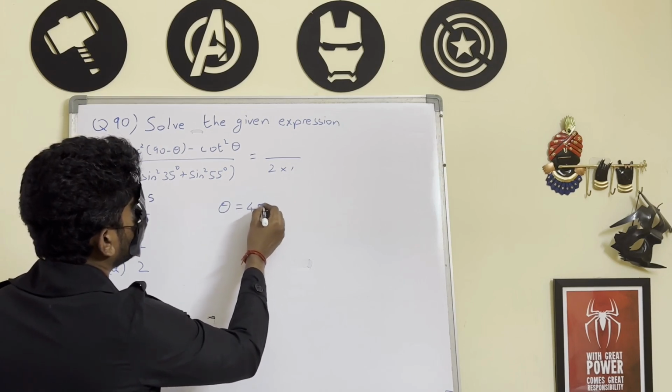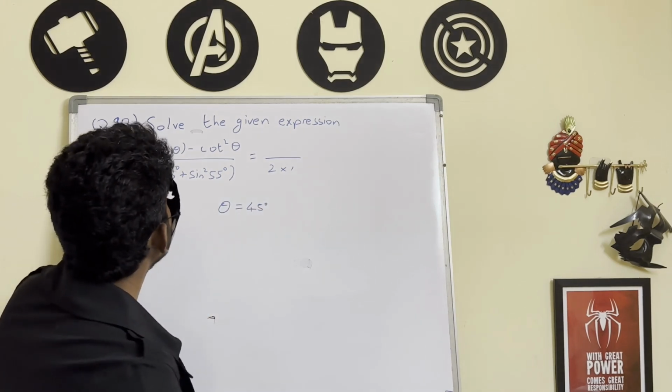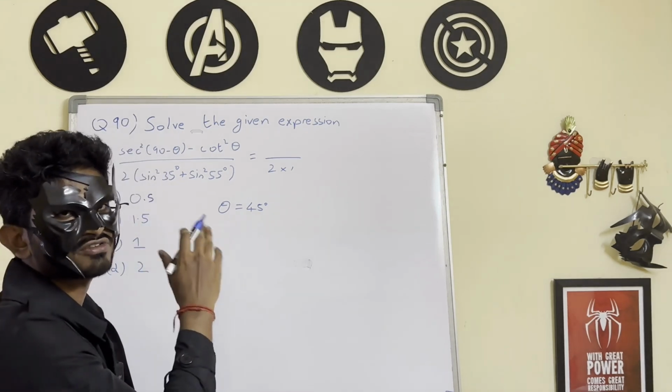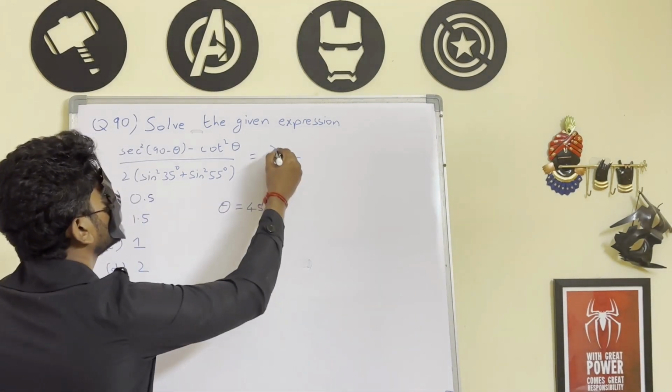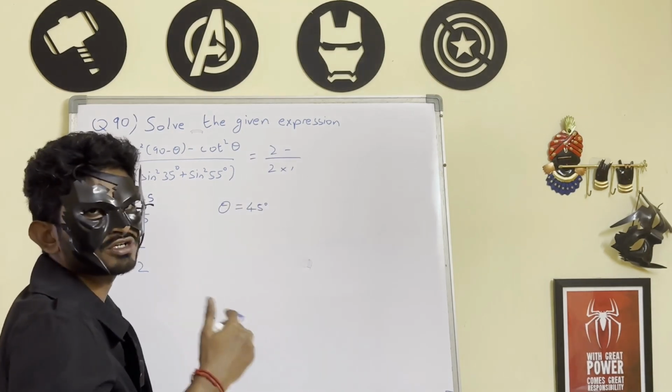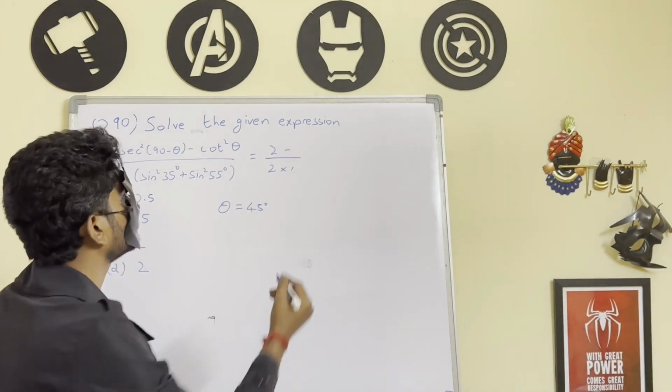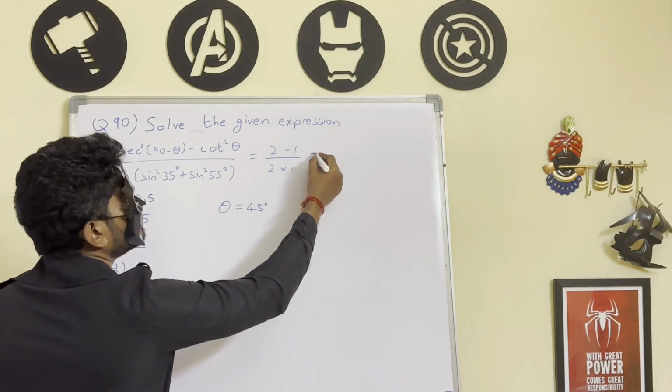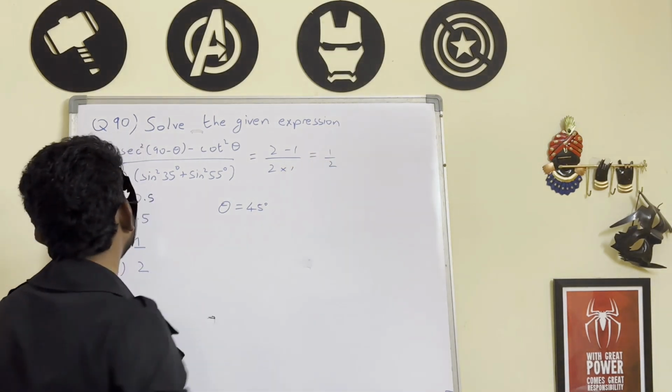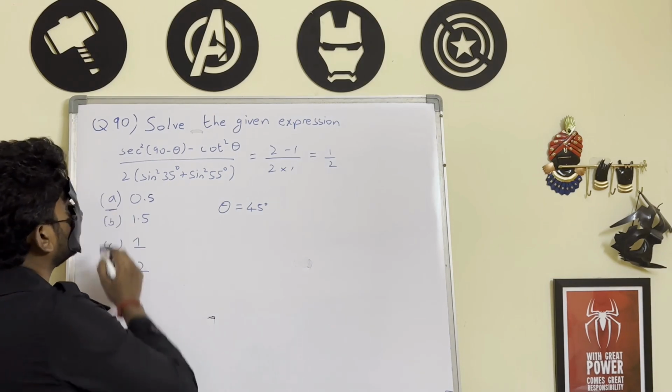So I'll substitute theta is equal to 45 degrees. So it will be nothing but secant square 45. Secant square 45 is nothing but root 2 whole square, which is equal to 2. Minus cot square 45. The cot 45 is nothing but equal to 1. Cot square 45 is nothing but 1 square, that is 1. So this will be equal to 1 by 2, which is equal to 0.5. So option A is right.